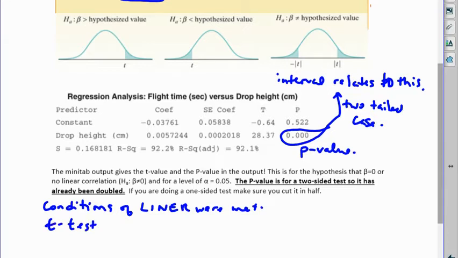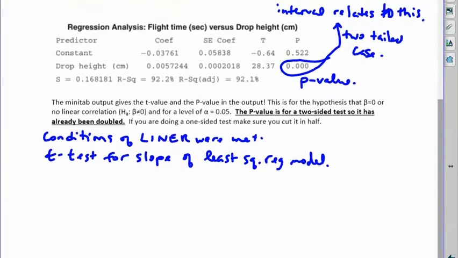Now, before we can do anything, we need our conditions of linear regression to be met, and we've already examined them for the helicopter. So we're going to do a t-test for the slope of the least squares regression line, following very much the t-tests for means that we have done previously.